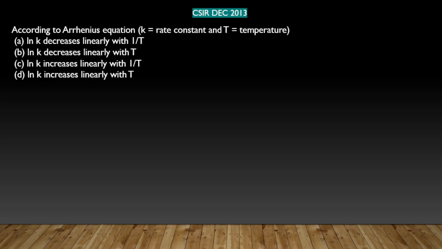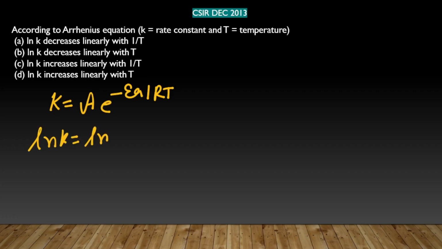The question we have is, according to the Arrhenius equation, the plot we have been asked. In the Arrhenius equation, the rate constant k is A e raised to the power of minus Ea by RT. Now with respect to natural log it is being asked. So take the natural log on both sides: ln k is equal to ln A minus Ea by RT.